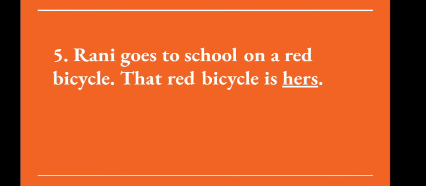Okay, we'll go to the fifth one. Rani goes to school on a red bicycle. That red bicycle is dash. Hers. Hers is the possessive pronoun and we are showing that the red bicycle belongs to Rani. So in the other questions also we have to find that relation, that is, something is belonging to some person, or it might be more than one also.